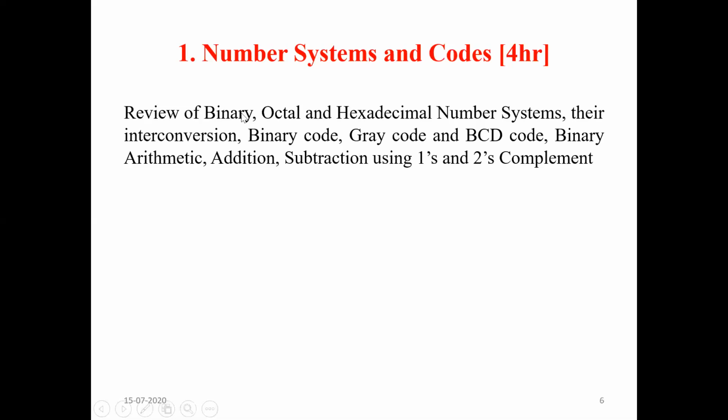We will be studying a review of binary number systems. Basically 4 number systems we are studying: the binary, the octal, decimal obviously, and hexadecimal number system, and interconversion. Now this is important. Interconversion means suppose I give you number 12, which is in decimal, which you have been studying since your childhood, 1, 2, 3, 4 and so on. That is your decimal number system.